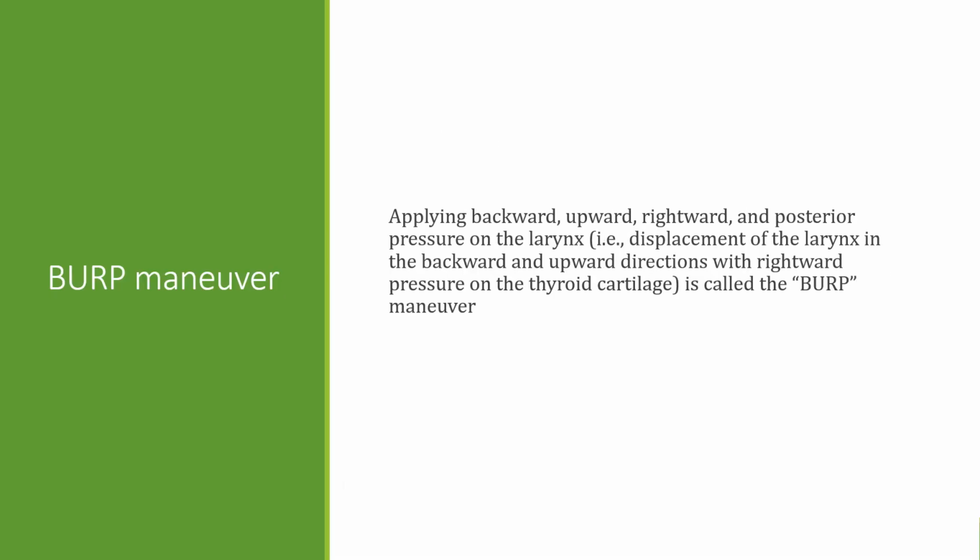So by backwards, up, right, and posterior pressure on the larynx, you just place the larynx backwards and upwards with a little bit of right on the cricoid and thyroid cartilage pressure, and basically it pushes the whole thyroid cartilage all the way back and up, and allows a little bit better views.